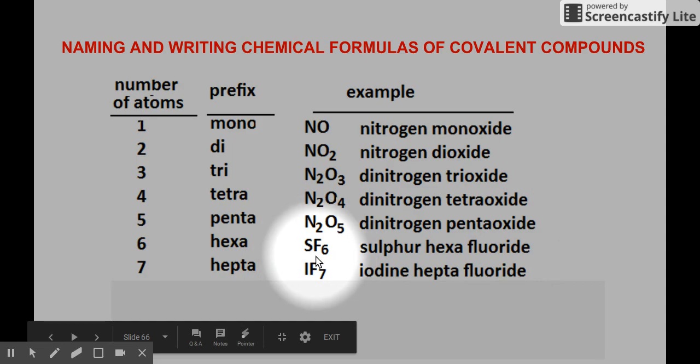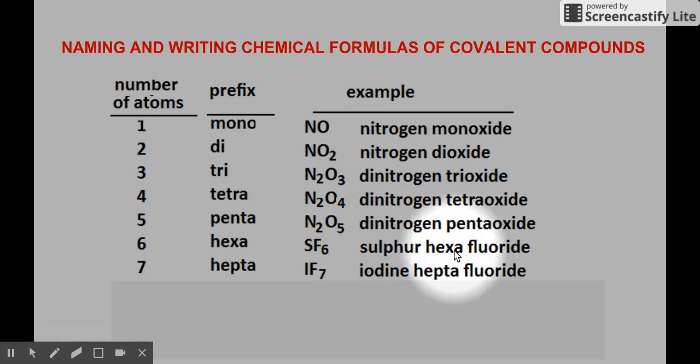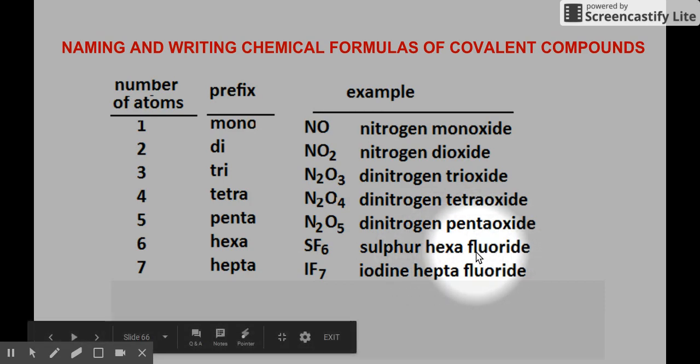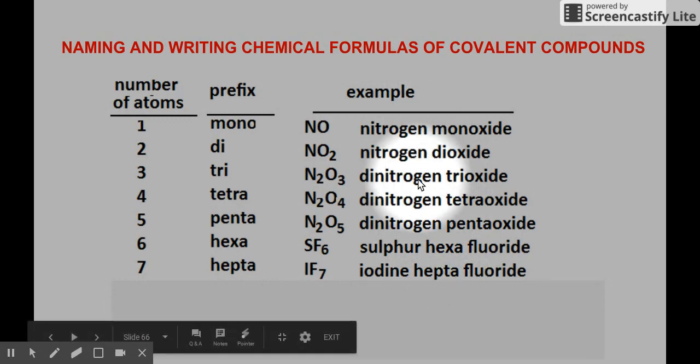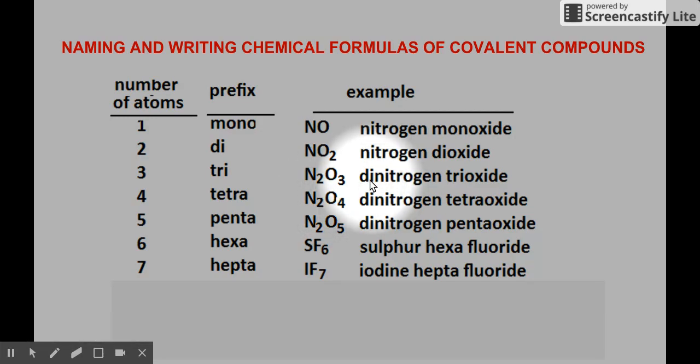SF6, we have one sulfur, so that's just sulfur, and then since there are 6, that's hexafluoride. That should be one word, there should be no space, so hexafluoride. And then IF7 is named iodine heptafluoride because there are 7. So you use the prefix hepta. So basically, if you reverse the process, what if you're given the name and you are to write the chemical formula? Then that's easy because the prefixes will guide you as to what your subscript value should be.